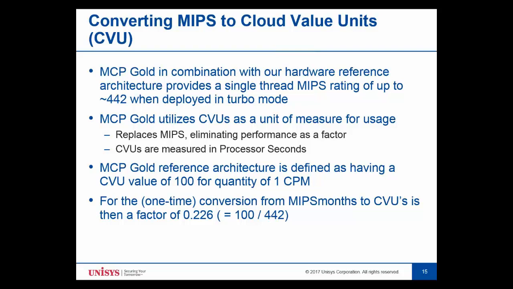So taking that into account, and we have to remove performance because you'll be running on the hardware of your choosing, we are now utilizing CVUs as our unit of measure. So CVUs are, simply put, processor seconds, but the way that we measure them is a little bit different. The MCP Gold reference architecture is defined as having a CVU value of 100 CVUs for a quantity of 1 CPM. So for a one-time conversion from MIPS to CVUs, the factor is 0.226, and we'll go through an example of this.